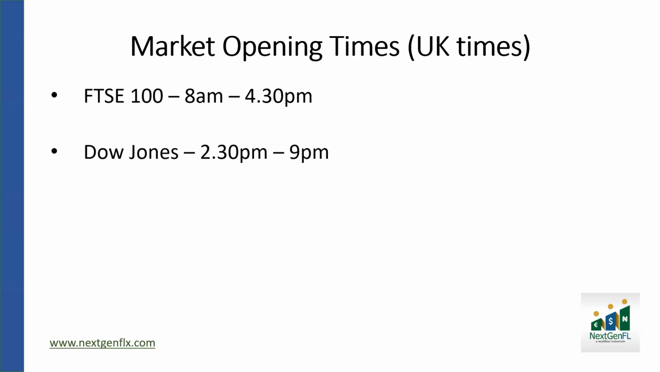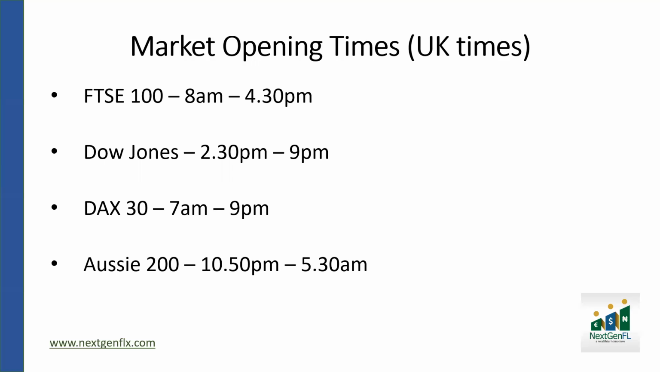If you want to trade Dow Jones, the US stock market, then of course you trade it during the US stock market opening times, which is 2:30 p.m. to 9 p.m., again, London time. And if you want to trade DAX 30, that's the German stock index, you do that between 7 a.m. and 9 p.m. Aussie 200, you do that between 10:50 p.m. and 5:30 a.m. Like I said, these are the four I used to trade regularly. Not so much now, but in the past, I used to trade all these indices on a regular basis, including the Aussie 200. So depending on which index you want to trade, you need to be aware of the market opening time, because that's the time you'll be trading that index.